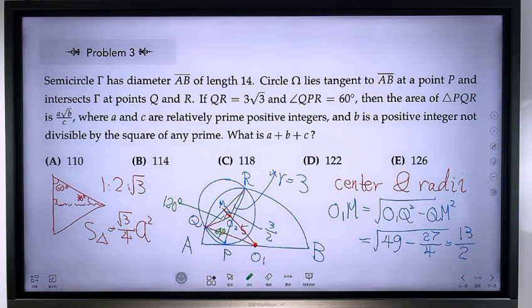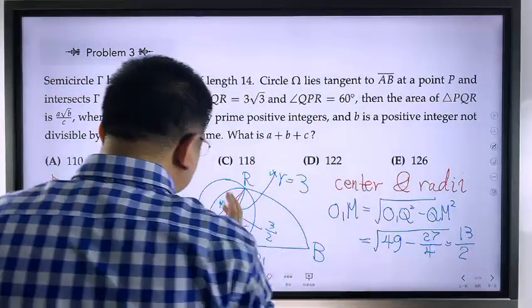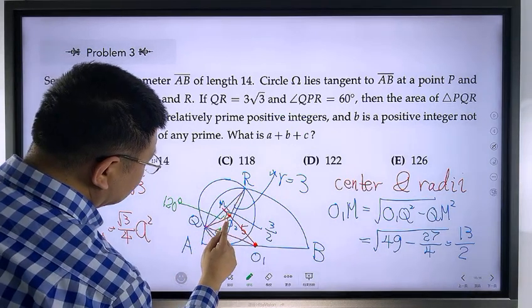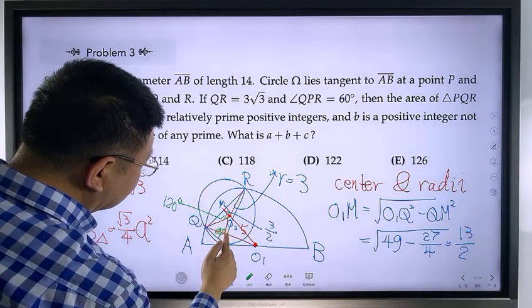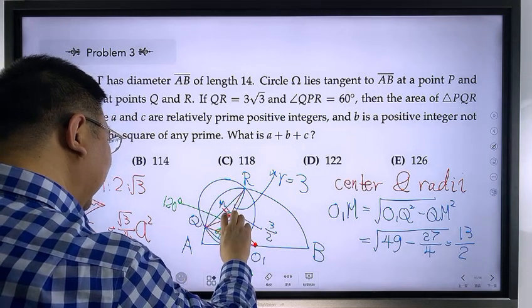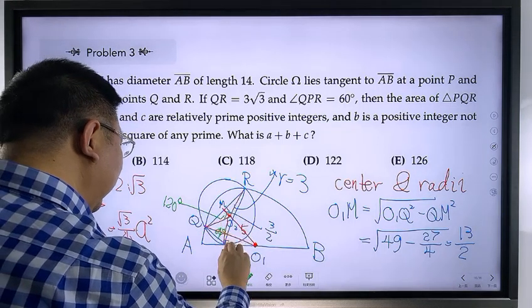And so what we do is we can connect another radius that can help us. What is another radius? Another radius would be here. I have a relatively messy picture, but this circle is tangent to that P.